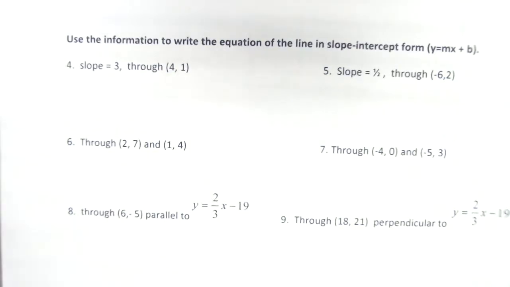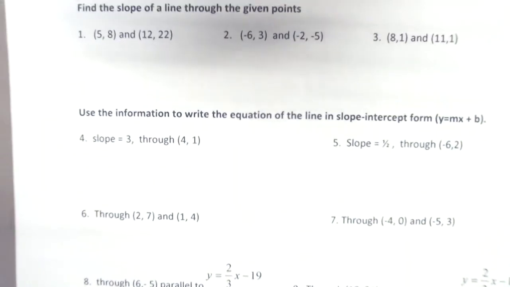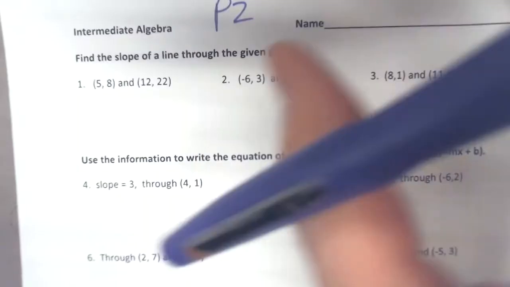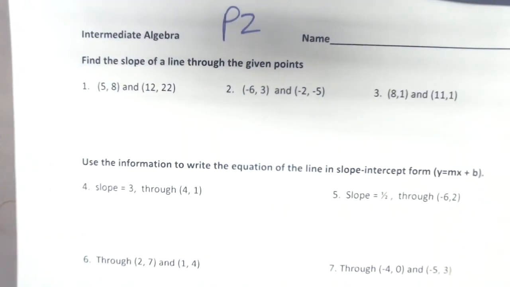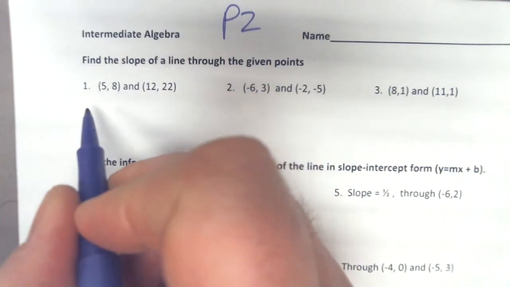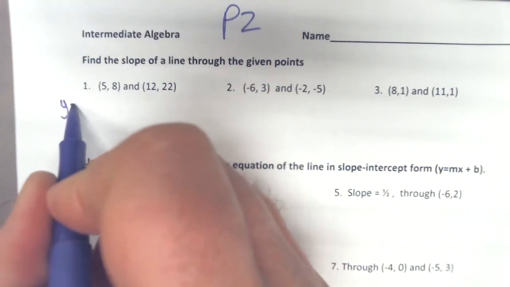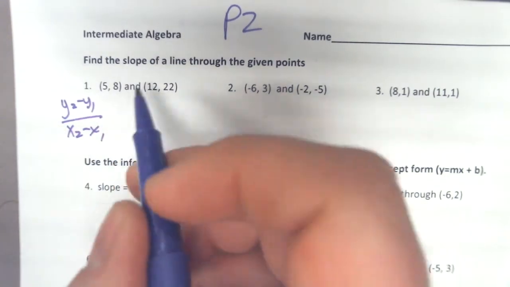Here we are on page 2 of the semester review. We're going to start by finding the slope between some points. Remember, our formula for finding slope is y2 minus y1 over x2 minus x1.